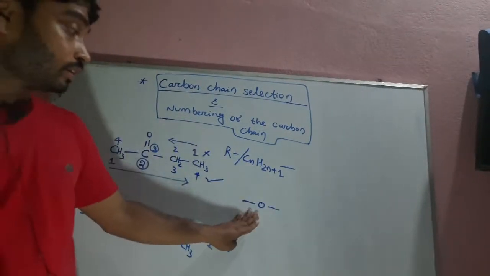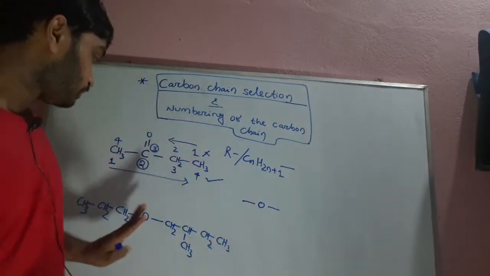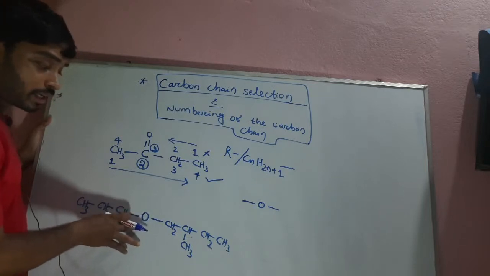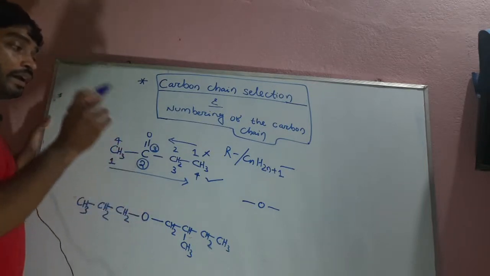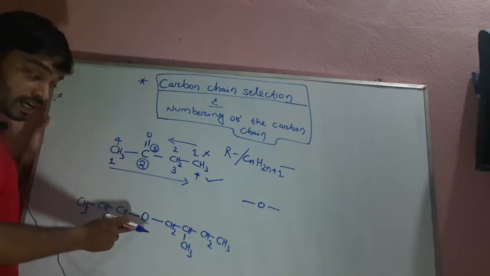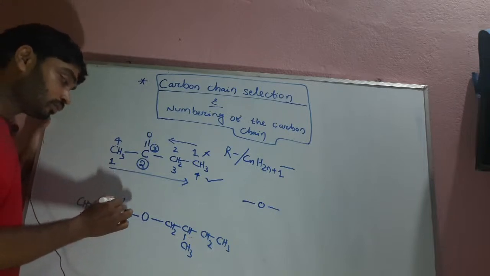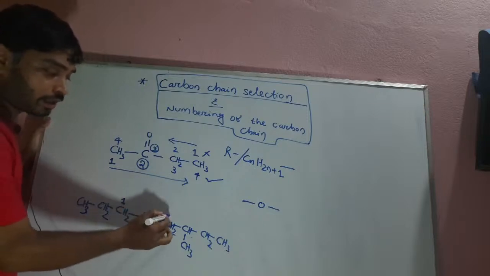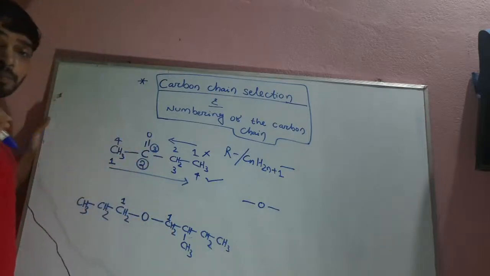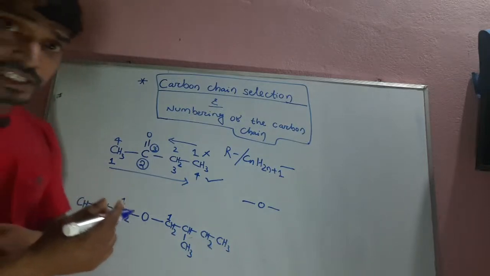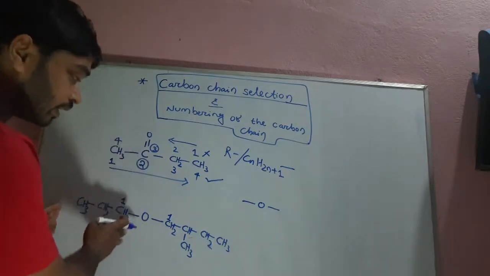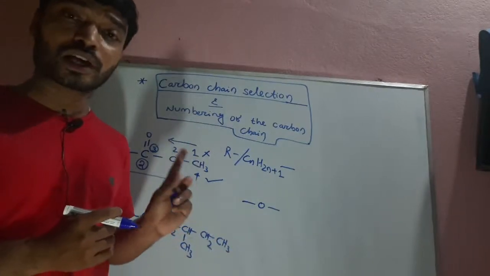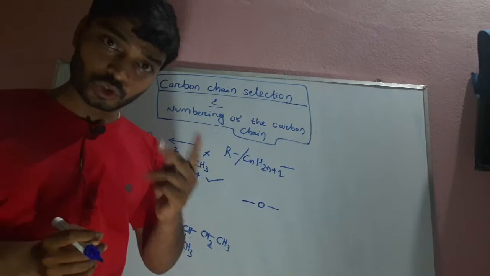So the ether contains no carbon atom directly bonded to the functional group. That means this carbon is directly bonded to the ether functional group, this carbon is directly bonded to ether. So, if there is a divalent functional group, one carbon from the LHS side and another from the RHS side of the functional group, it is a discontinuous carbon chain forming a divalent functional group.